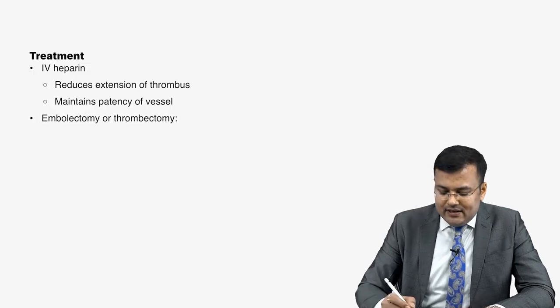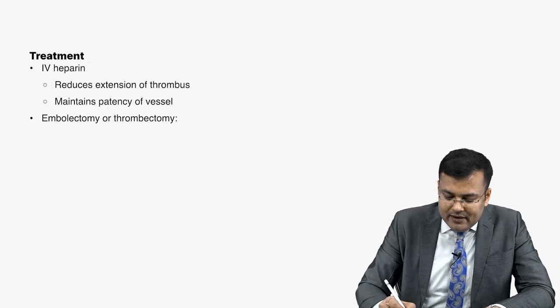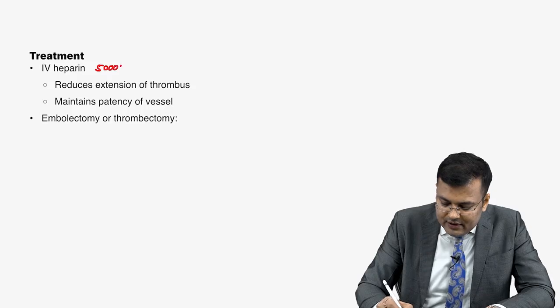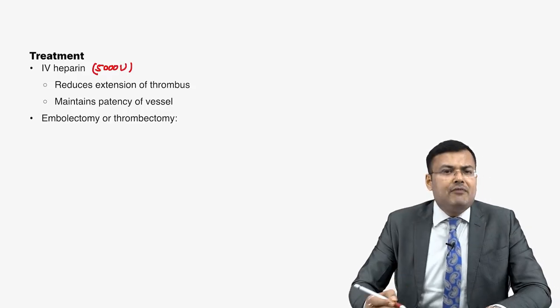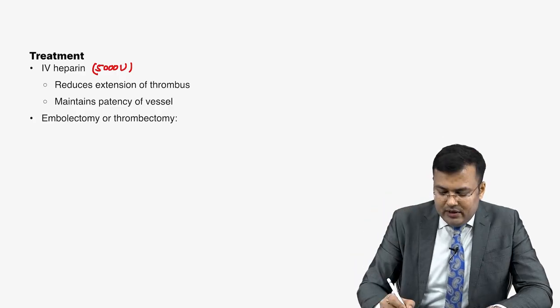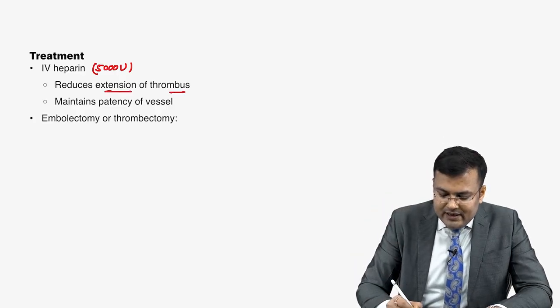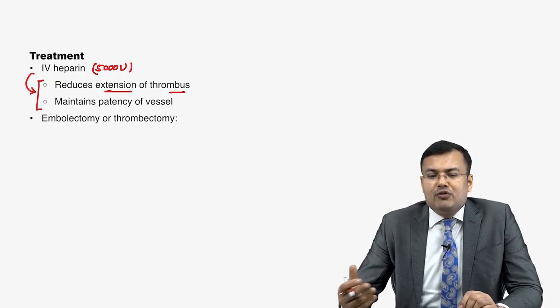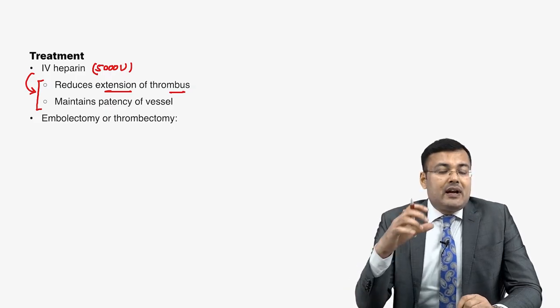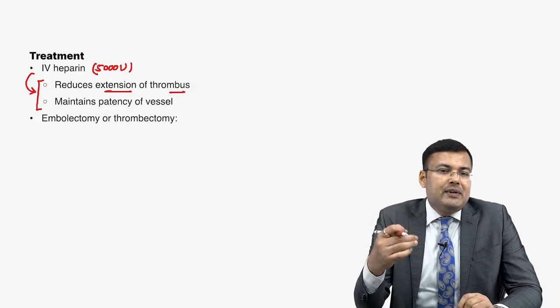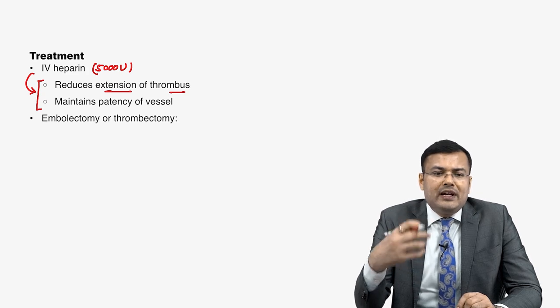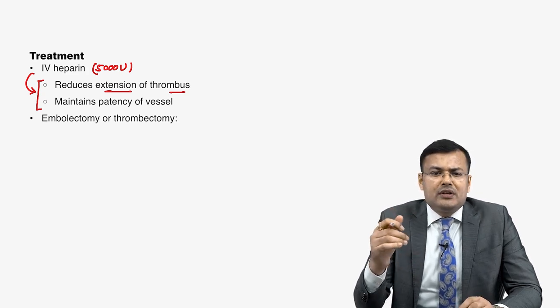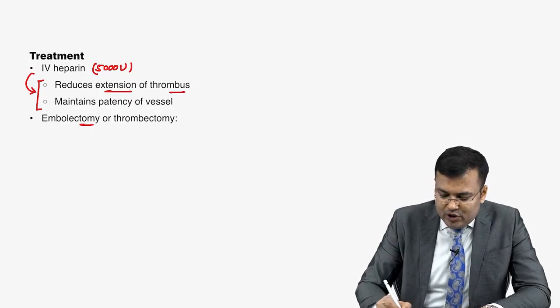When the diagnosis is done, after that we have to start IV heparin. We have to give 5,000 units of IV heparin. What is the role? First, it is going to reduce the extension of thrombus and maintain the patency of the vessel. After that, you have to attempt, if there is embolus, embolectomy, and if there is formation of thrombus, go for thrombectomy.